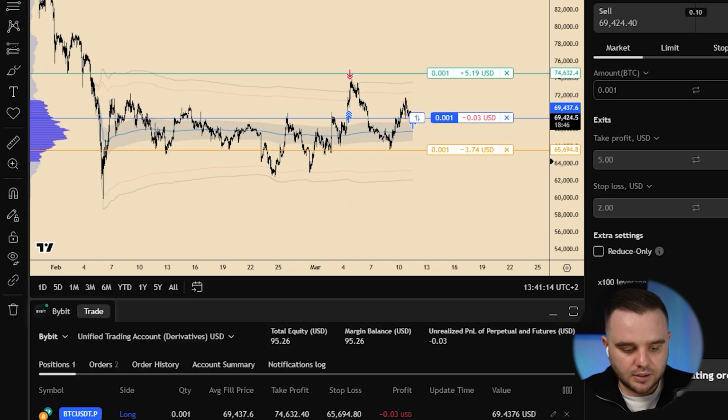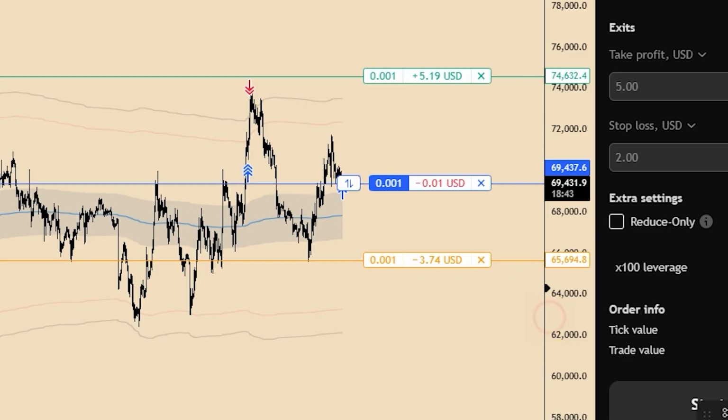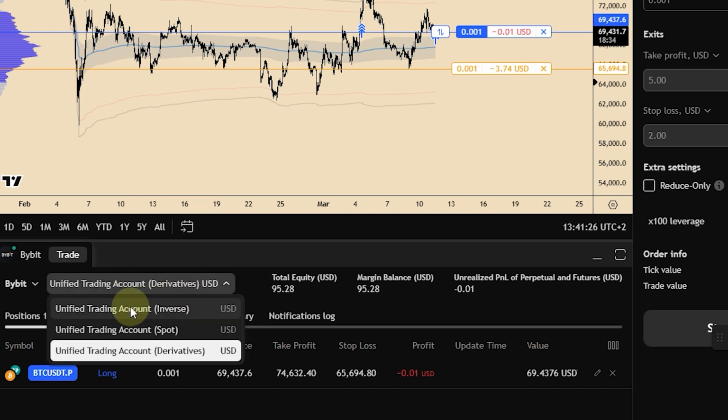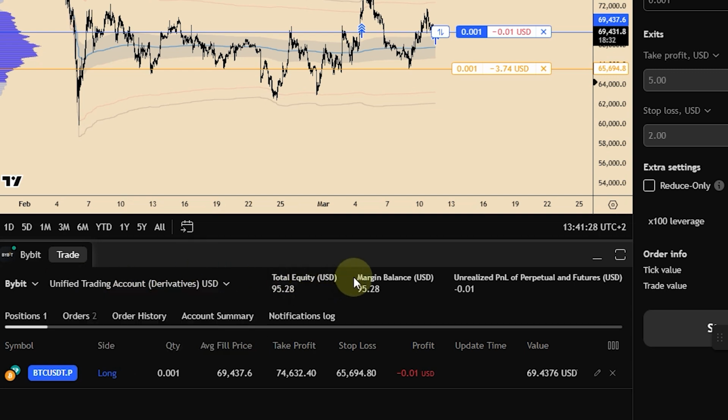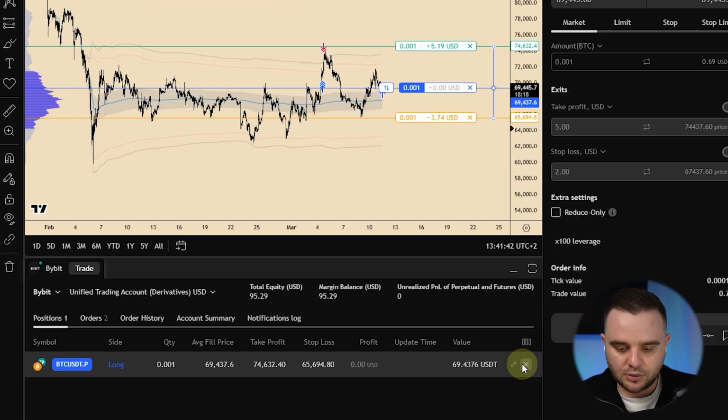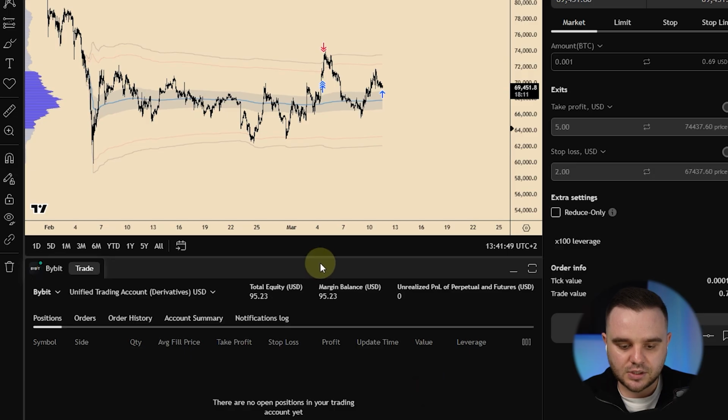Additionally, there is a button at the bottom, and here there is information about your trading account. As you can see, it is a unified trading account. You can choose the accounts that you have. Here is the amount of money that you have, and here is the position. As you can see, our position at this moment shows the amount of coins, value in USD, and the P&L that we have on this account. And we can close this trade really easily by clicking this button. We can close it, and it automatically closes the entire position.